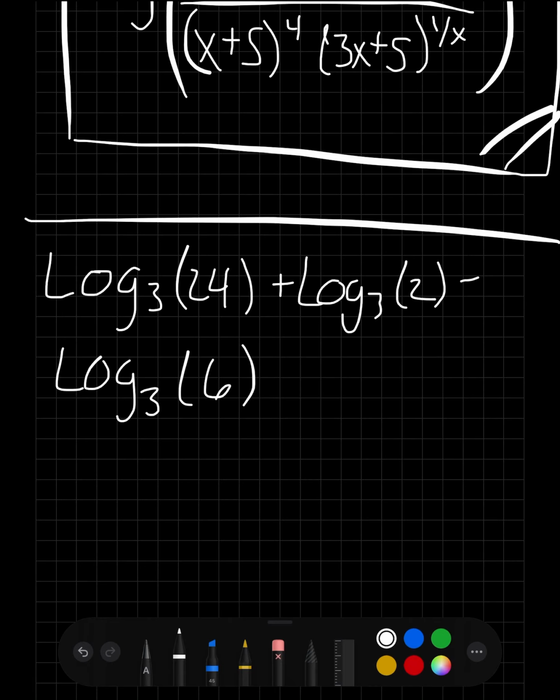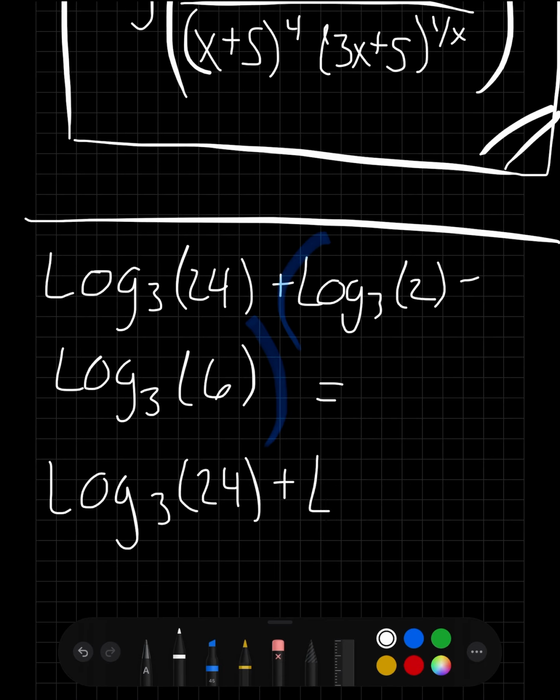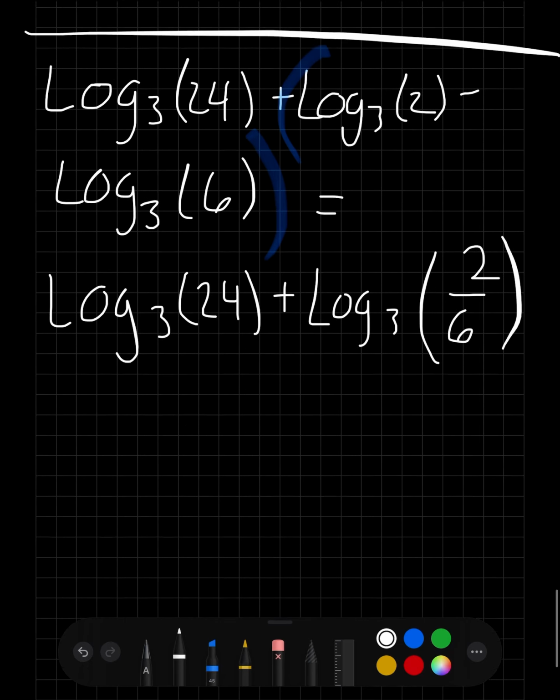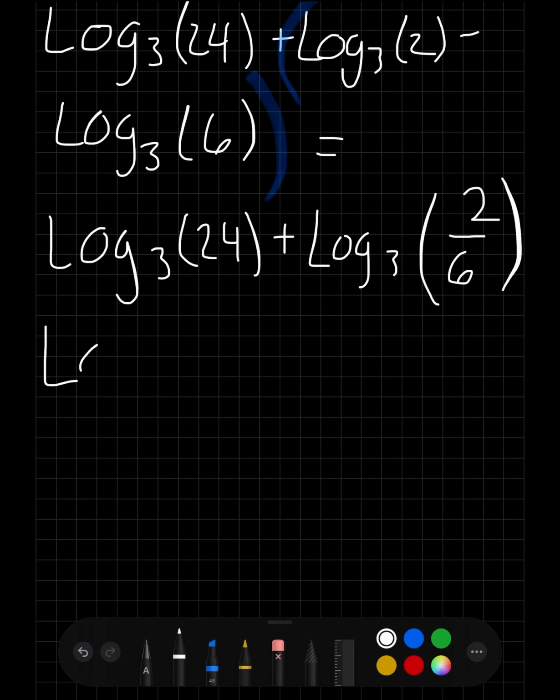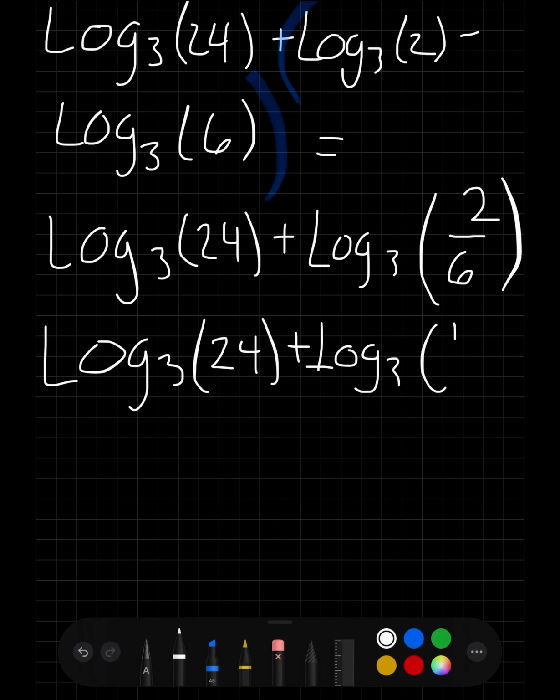So I'm going to here show you what happens if I do my quotient rule first, because I think I've been doing the product rule first a lot, and I want you guys to see. What if I do my quotient rule first, and I look at this here, log base 3 of 2, subtract log base 3 of 6, and I combine that using my quotient rule. That'll give me log base 3 of 24 plus log base 3 of 2 divided by 6. And I can reduce that fraction to lower terms, so I'm going to do that in my next step. Now I have log base 3 of 24 plus log base 3 of 1/3.